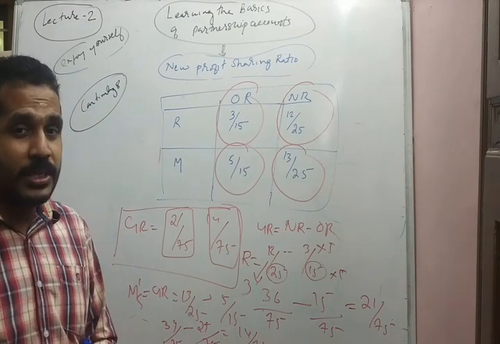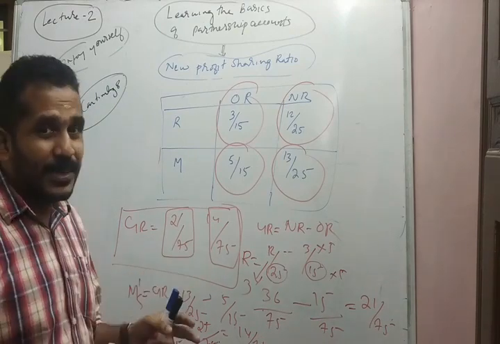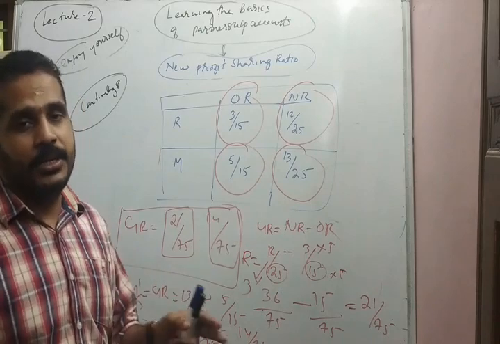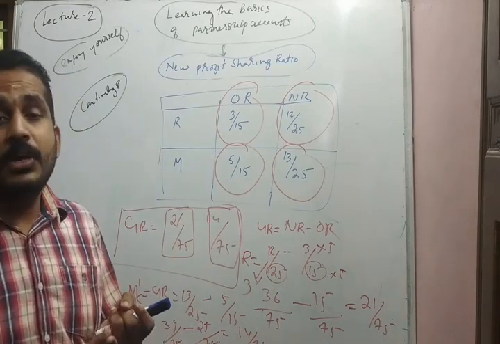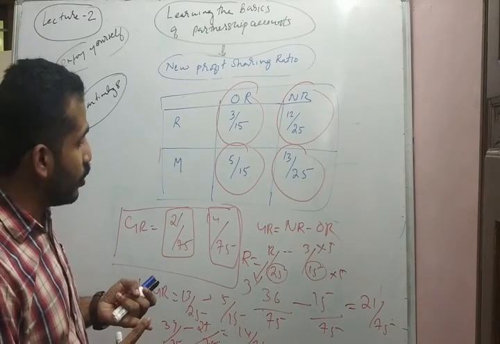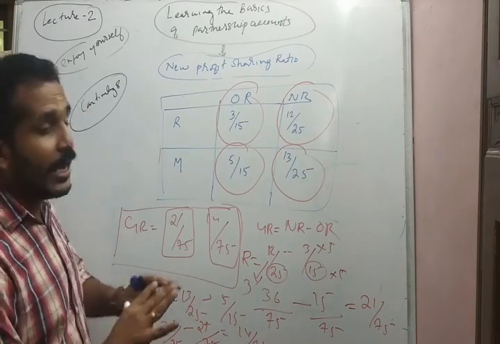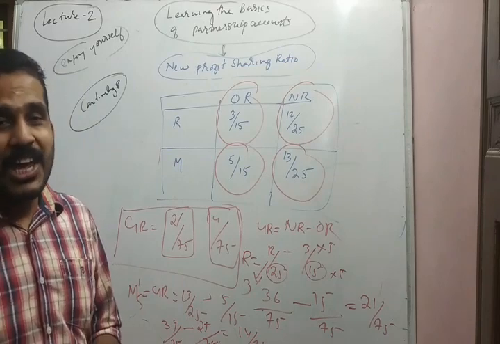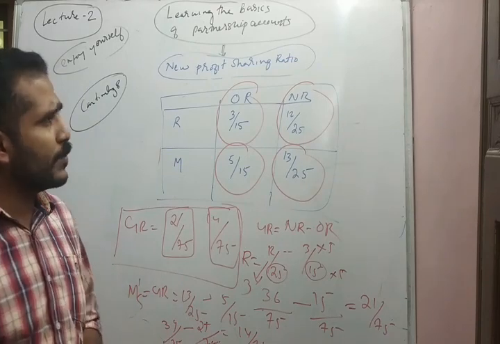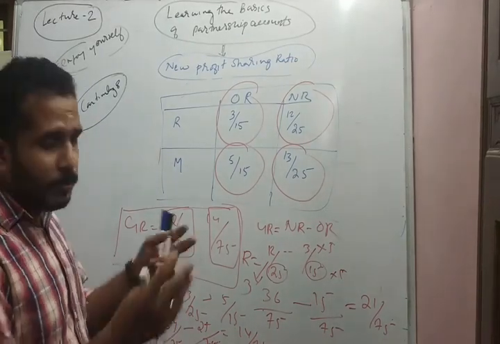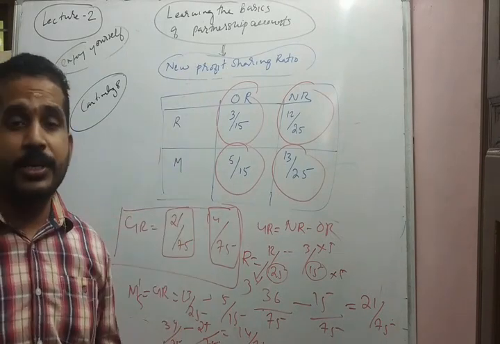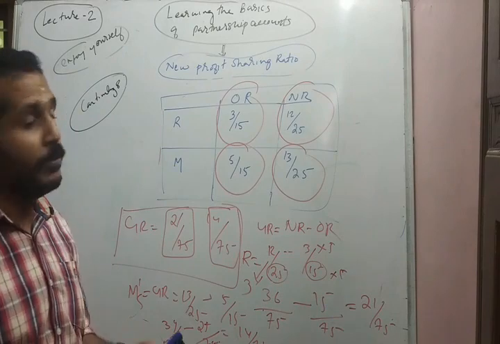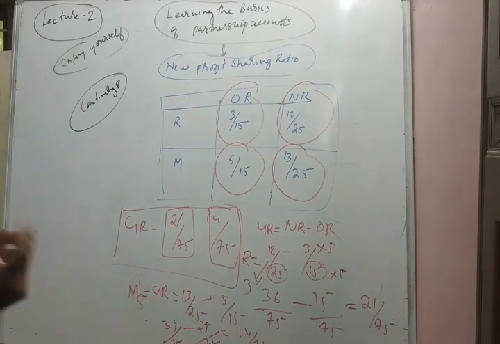I hope all of the students have well understood this concept. I have explained in a comprehensive manner the calculation of new profit sharing ratio and the calculation of gaining ratio. So in the coming problems, we will learn how to compute through various aspects the new profit sharing ratio in the case of retirement, death, and computation of gaining ratios.